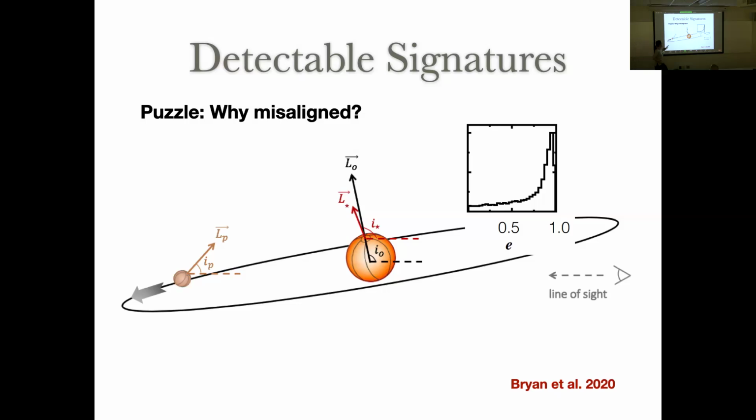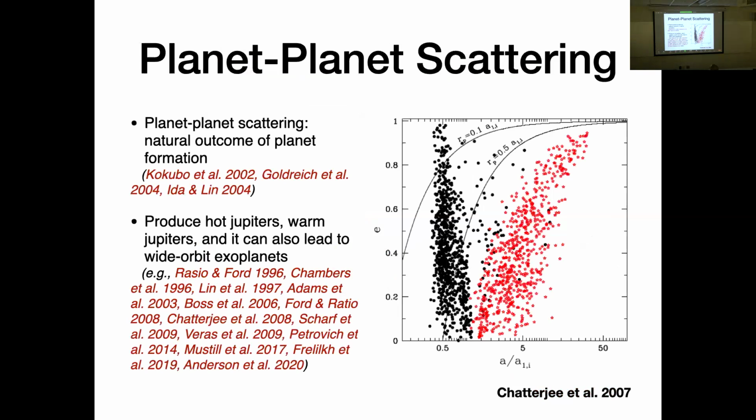However, this planet has a very high eccentricity, around 0.9. So the question is whether the planet can have a spin axis tilt, but at the same time also have an elongated eccentric orbit. Okay. So now we can flip back and look at what the mechanisms are to produce this eccentric orbit, which can also possibly produce the spin-orbit misalignment.